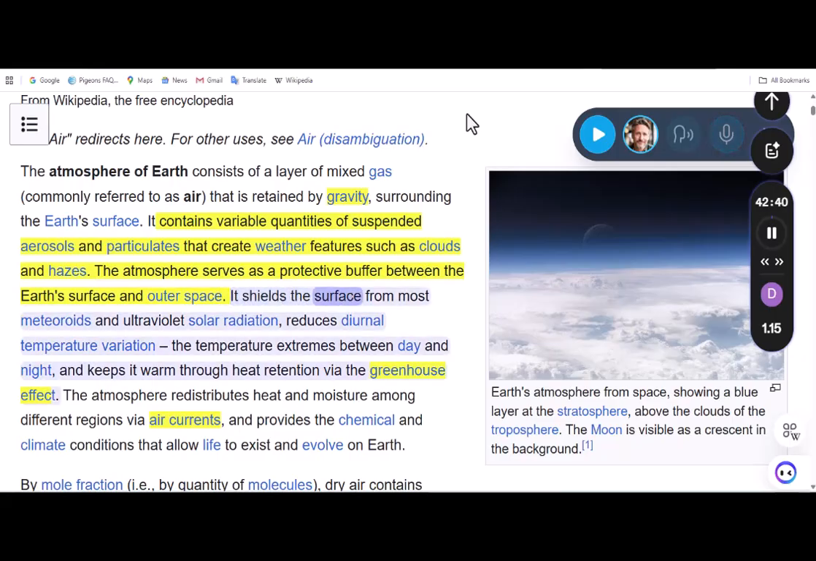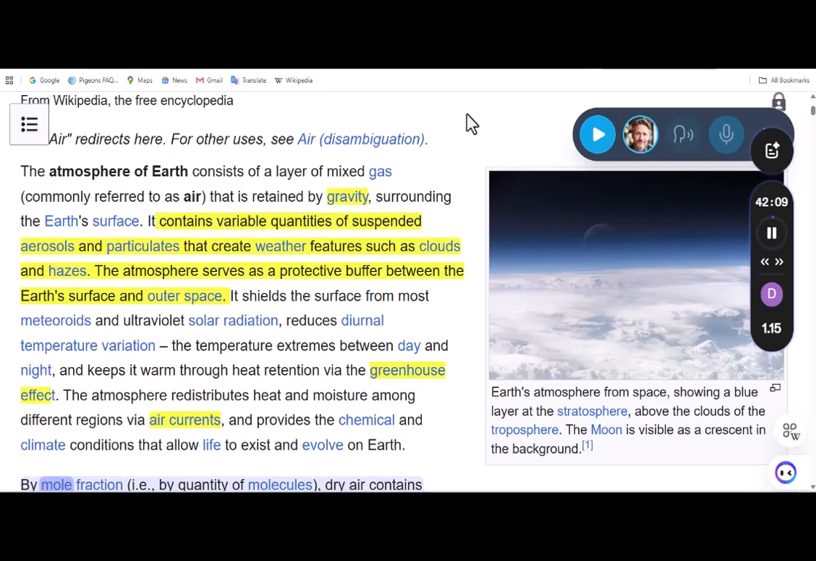The atmosphere serves as a protective buffer between the Earth's surface and outer space. It shields the surface from most meteoroids and ultraviolet solar radiation, reduces diurnal temperature variation, the temperature extremes between day and night, and keeps it warm through heat retention via the greenhouse effect. The atmosphere redistributes heat and moisture among different regions via air currents and provides the chemical and climate conditions that allow life to exist and evolve on Earth.